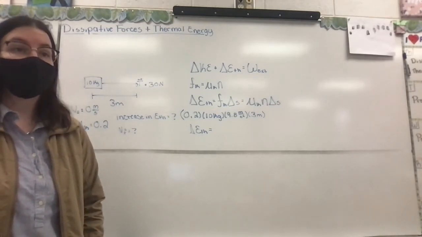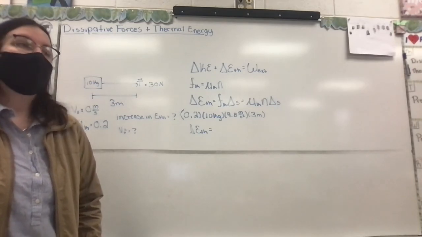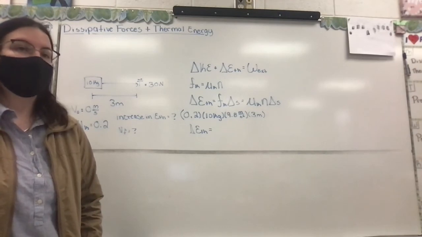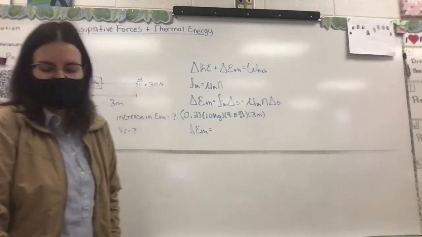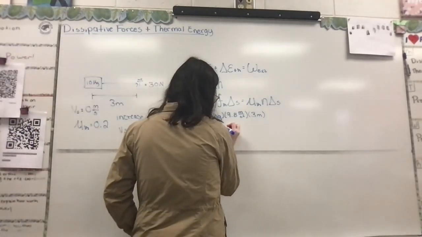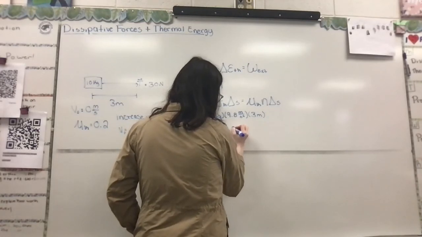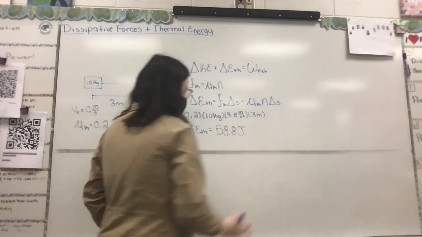What were you going to say, though, Josh? I was going to say, is there a practical example of what 2 would be like? No, because it can't be over 1. You got 58.8. What are the units going to be? Joules, because it's energy, right?